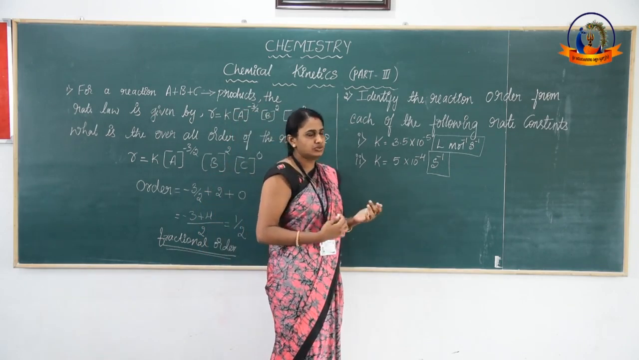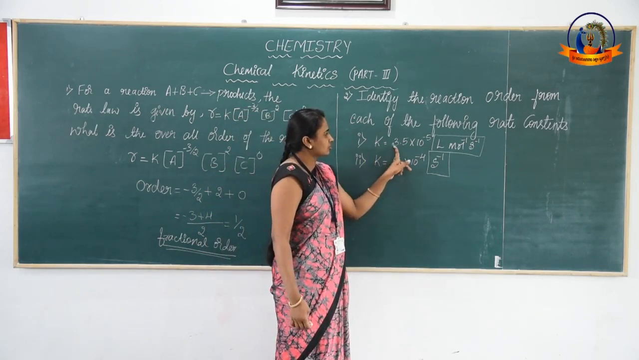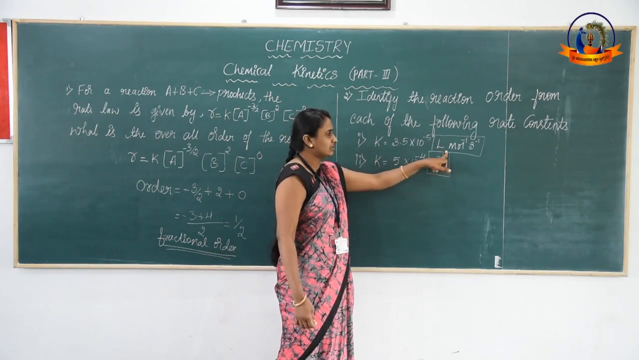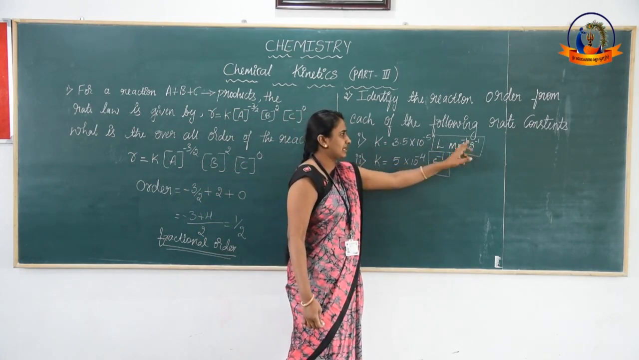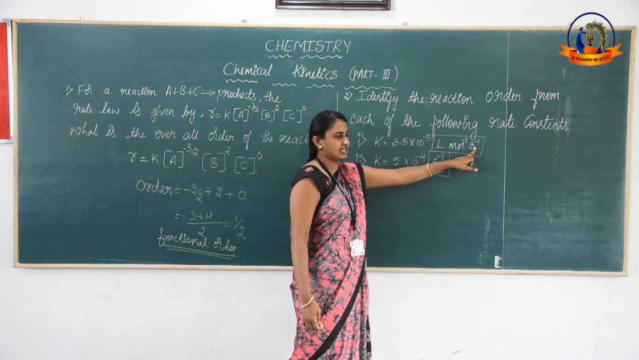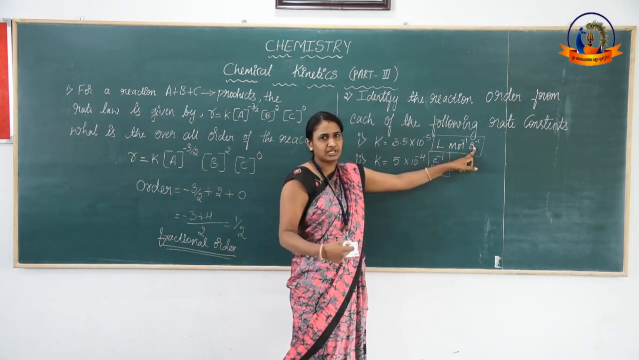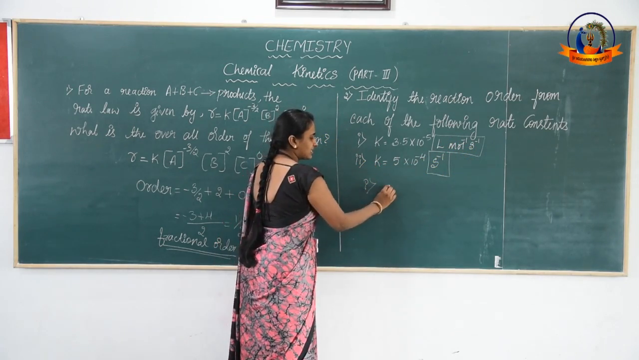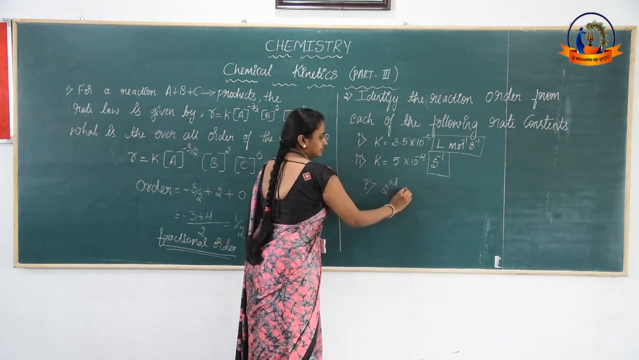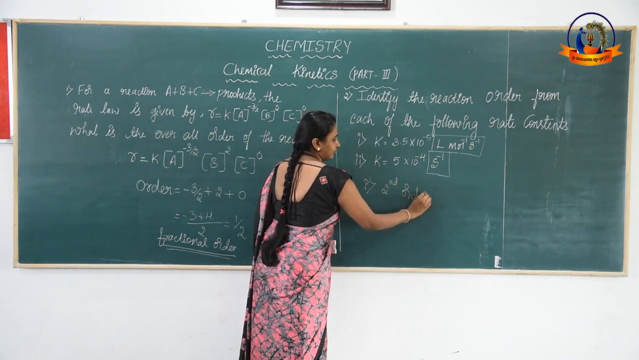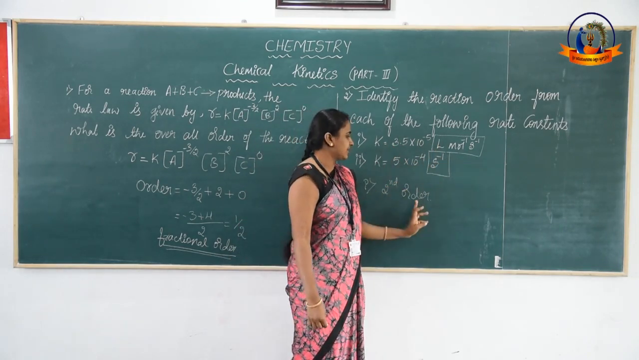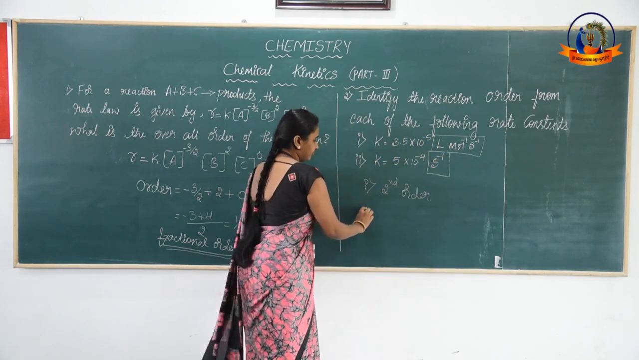We already know that k is equal to 3.5 into 10 to the power of minus 5 liter per mole per second. Liter per mole per second is the SI unit used for a second order reaction. For the first one, your answer should be second order reaction.